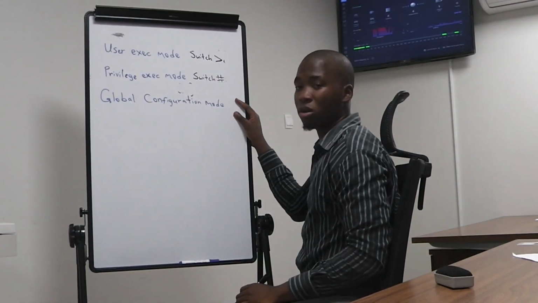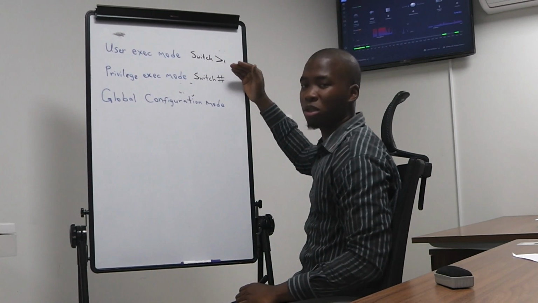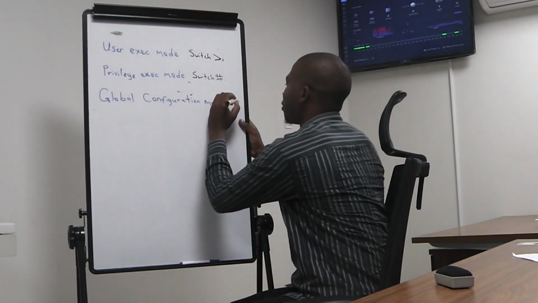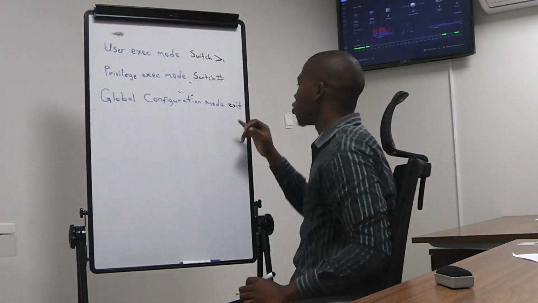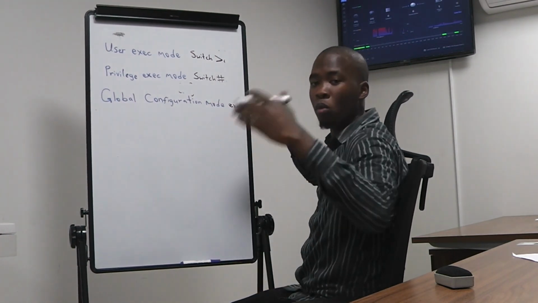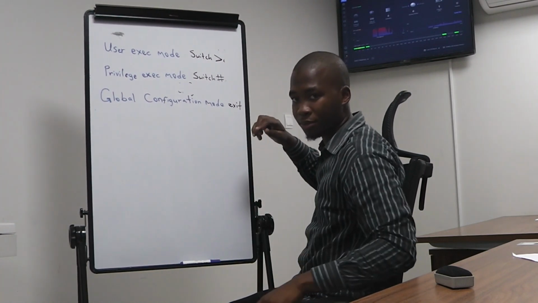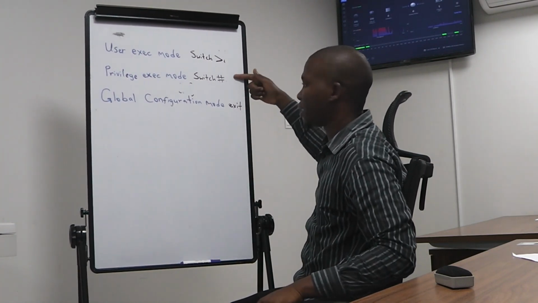If I am at the global configuration mode and I want to move back to the privilege exec mode, then I just type exit, EXIT. So exit will take me one mode back. It's like a step back. So exit will take me to the privilege exec mode.